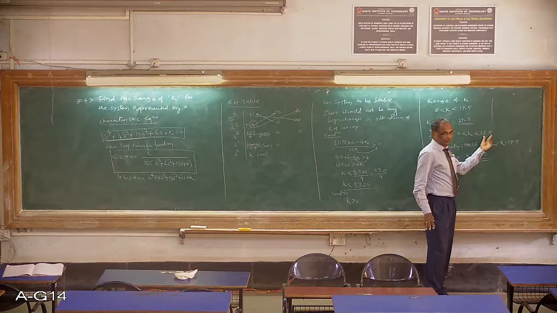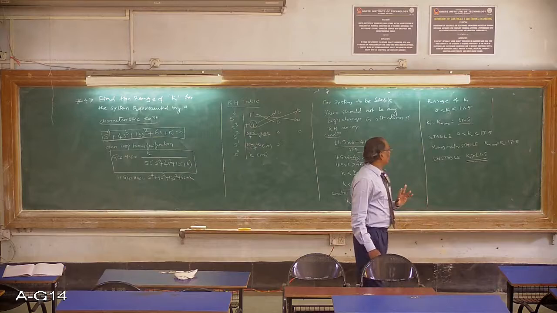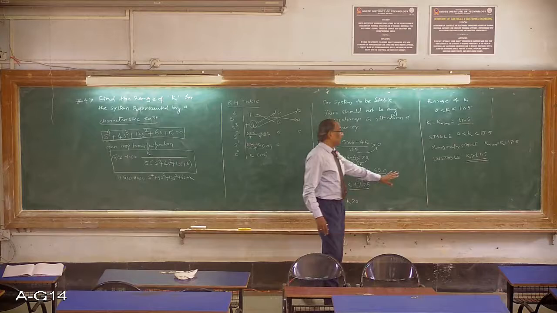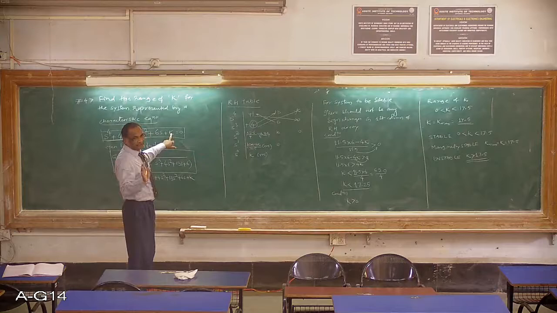If you put K exactly equal to 17.5, two roots are lying on the imaginary axis and the system is marginally stable. And if you put K greater than 17.5, you will get an unstable system, but you will not come to know how many roots are lying on the right half of the S plane. You have to consider some value of K greater than 17.5, say 20, and check. There will be sign changes in the first column of the RH table.